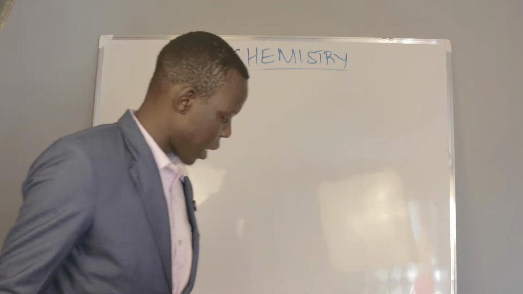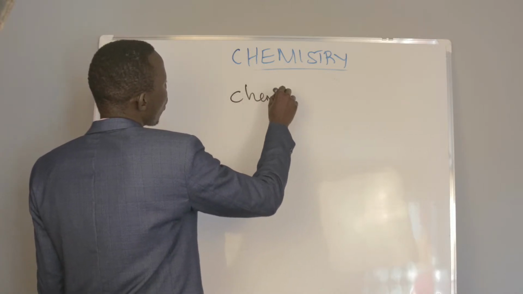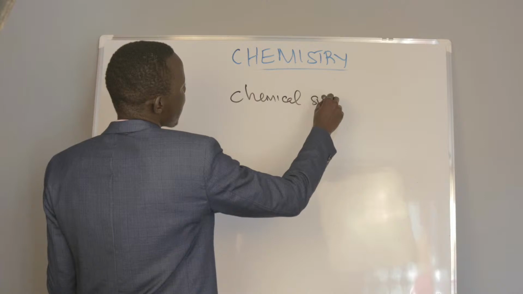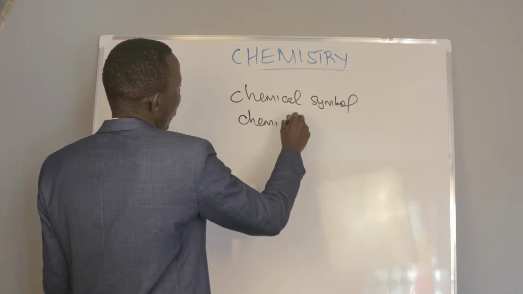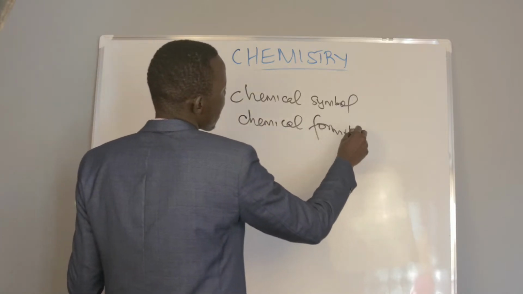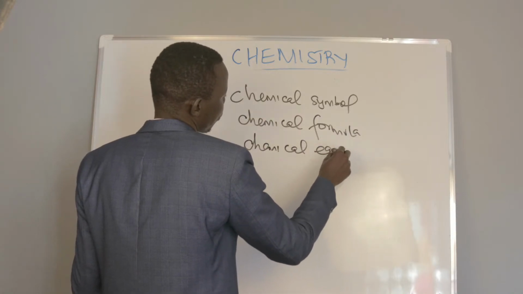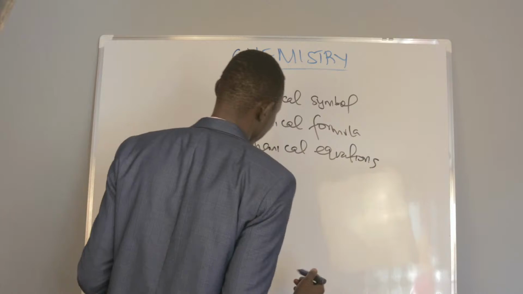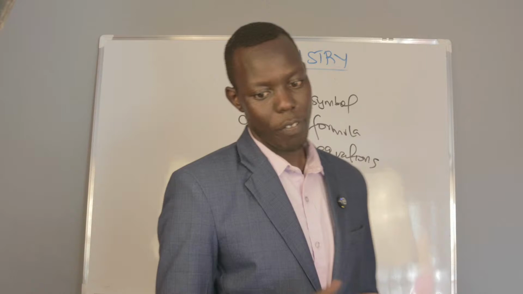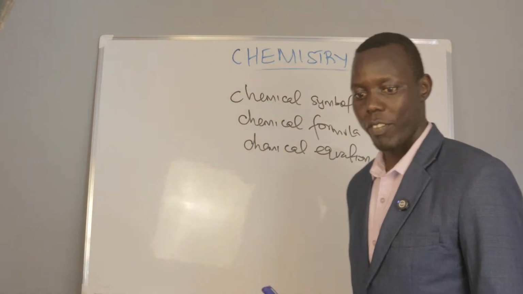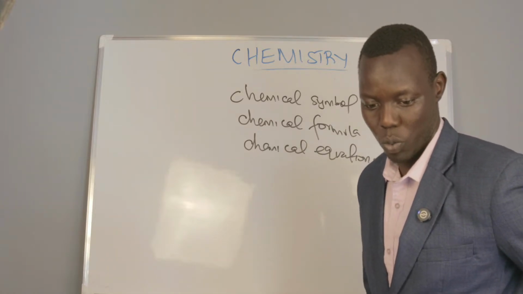Okay. So there are three things here we want to talk about. Chemical symbol. Then we have chemical formula. Then we have chemical equation. Those three are very important. I will just talk about those, then we write 5 chemical formulas, then 5 chemical equations. Okay, just that, then we end the topic for today.